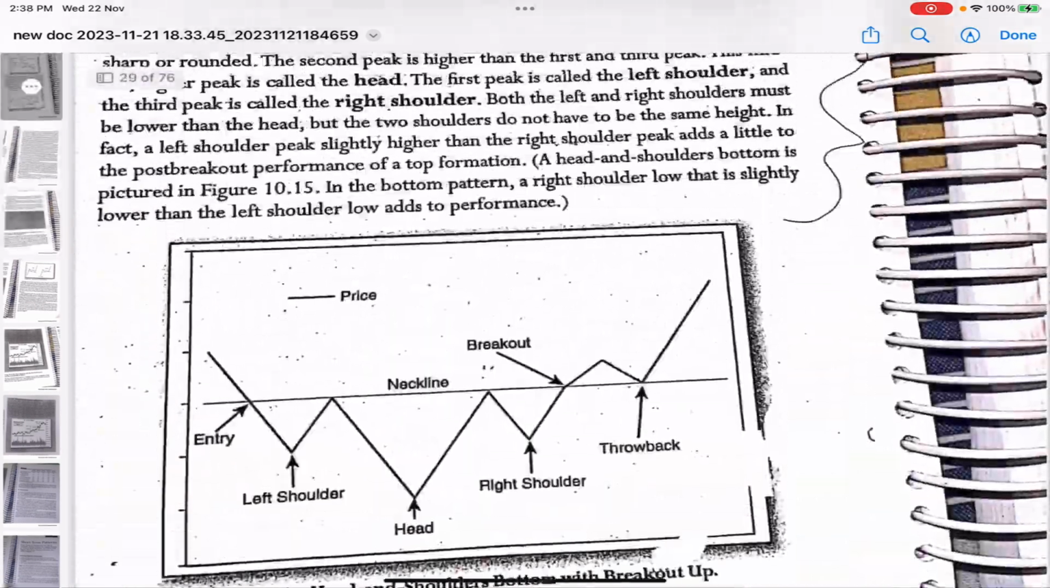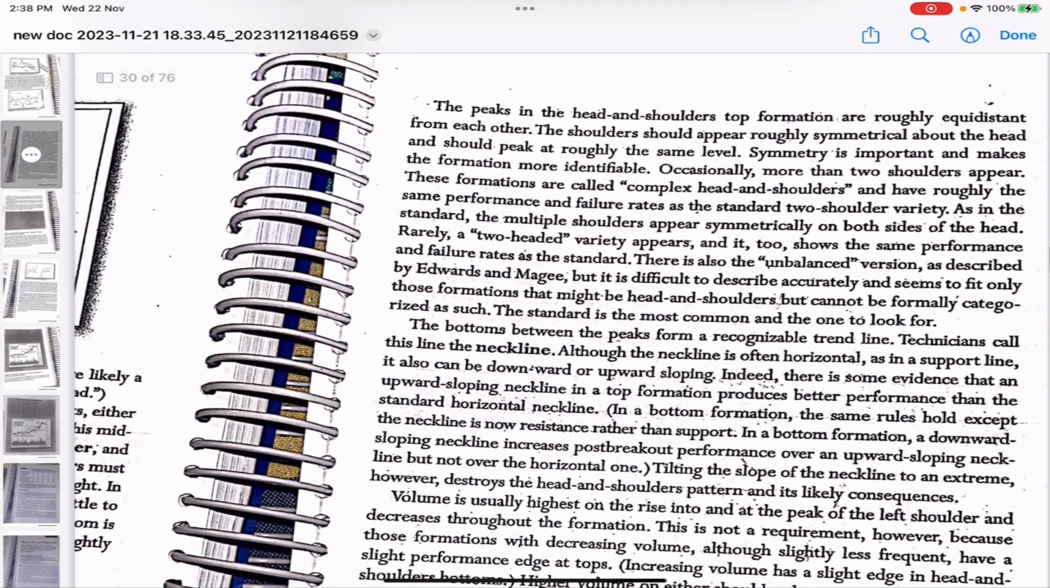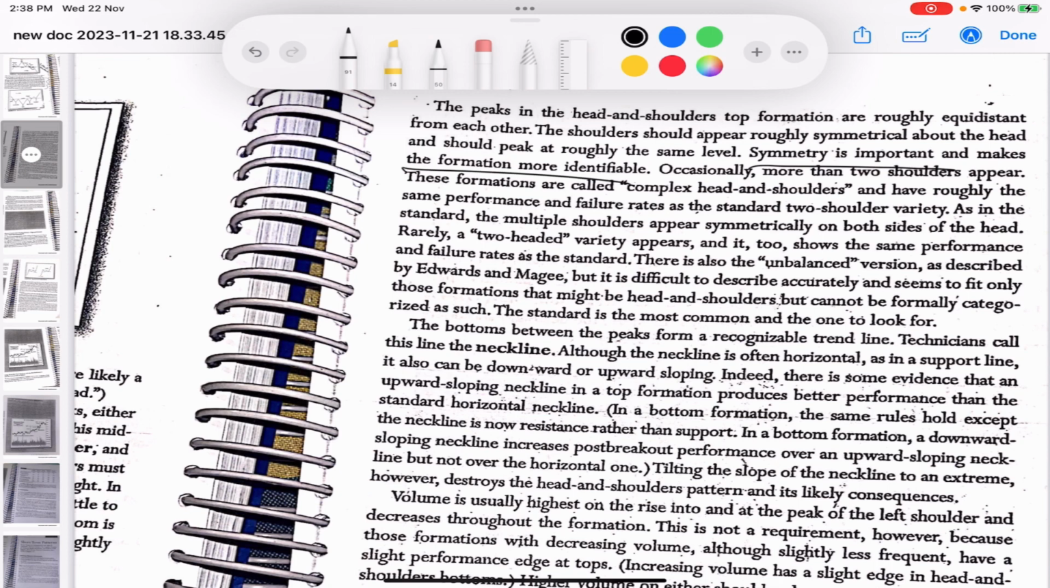Okay, next, moving on. The peaks in the head and shoulder top formation are roughly equidistant from each other. That's the reason why we call it a head and shoulder pattern. That is one of the key characteristics. So symmetry is very important. Keep that in mind, as it makes the formation more identifiable. Sometimes more than two shoulders appear. So keep that in mind, and don't think that if there are more than two shoulders, then it is not valid. There is also the unbalanced version, but it is difficult to describe. By unbalanced version, they mean that both the shoulders are not in the same direction and so on.